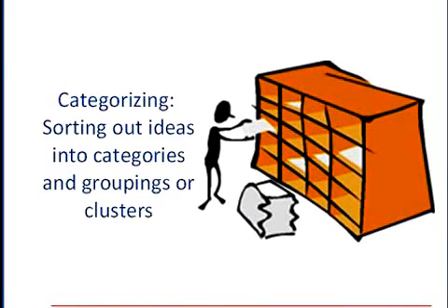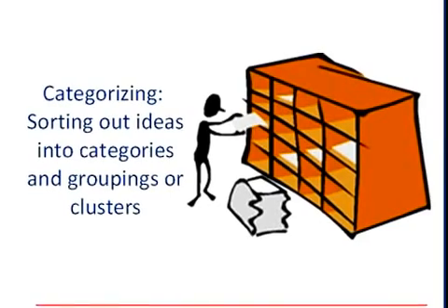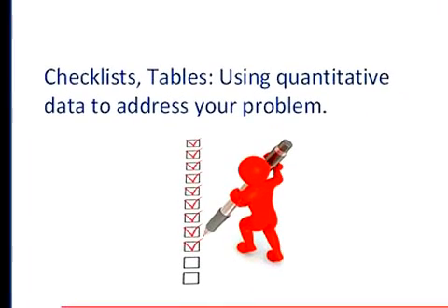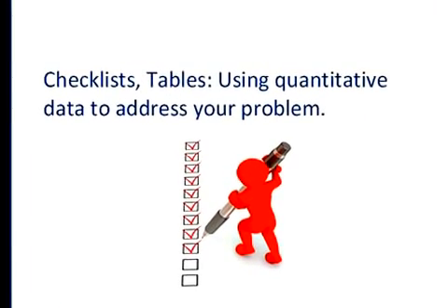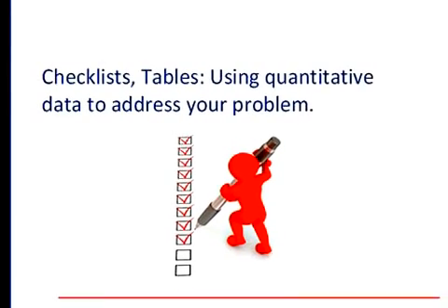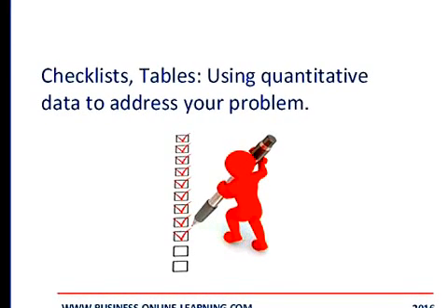You can use the idea of categorizing or sorting out the ideas into different categories and groupings or clusters just to see if this will highlight any potential solution. You can look at checklists or tables. By doing checklists or tables, you can arrive at quantitative data and maybe this way address your problem in a better way.